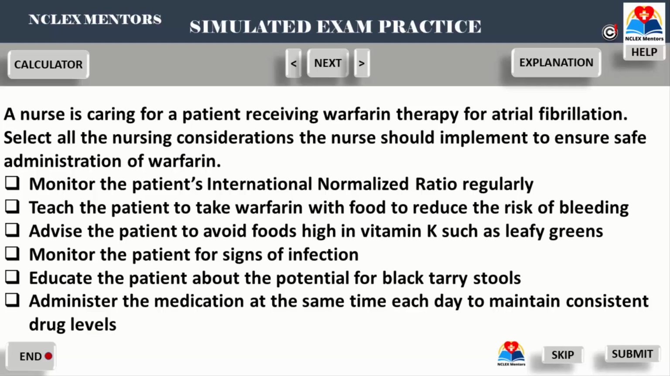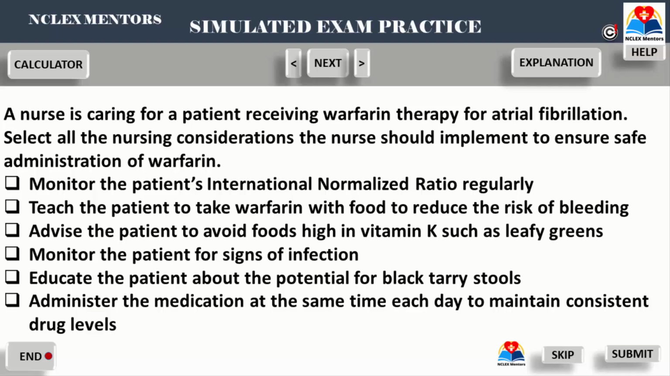A nurse is caring for a patient receiving warfarin therapy for atrial fibrillation. Select all the nursing considerations the nurse should implement to ensure safe administration of warfarin. Take a deep breath and focus on safety. Think about what truly matters when handling an anticoagulant like warfarin.